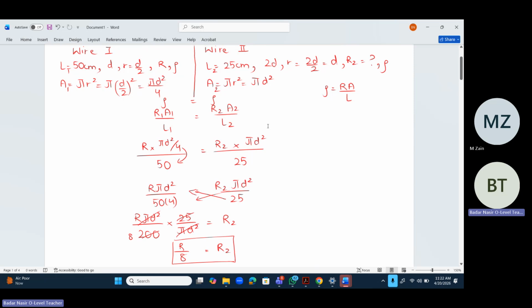ठीक है, जब भी आपको एग्जाम में इस स्टाइल का क्वेश्चन आएगा तो आपने R1 और R2 की information को separately extract करके, then you can simply equate R1 A1 over L1 is equal to R2 A2 over L2. Okay? Is it clear?